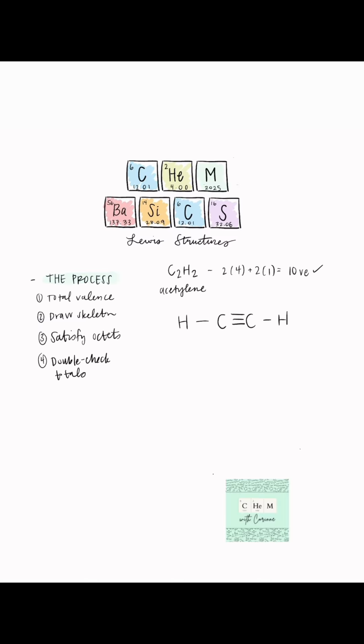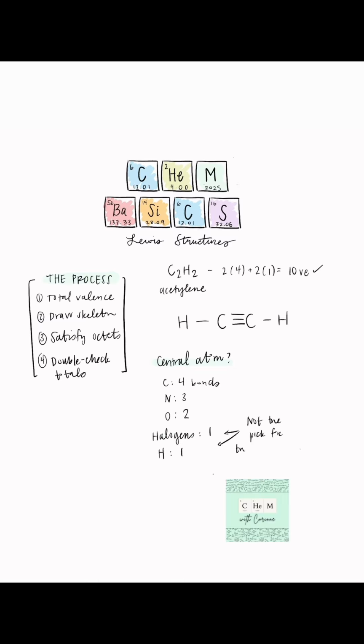All right, when it comes to that central atom, you want to keep this in mind. Carbon will form 4 bonds because it has 4 valence electrons. Nitrogen will want to form 3. Oxygen will form 2. Halogens will only form 1. And of course, hydrogen only forms 1. So hydrogen and halogens like chlorine, fluorine, and bromine are not often your central atom. Also, a lot of people will say the least electronegative atom belongs in the middle.